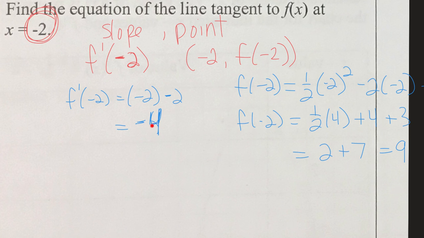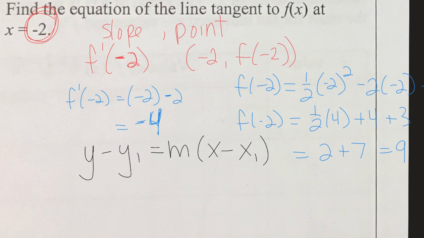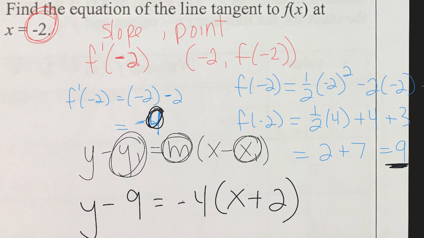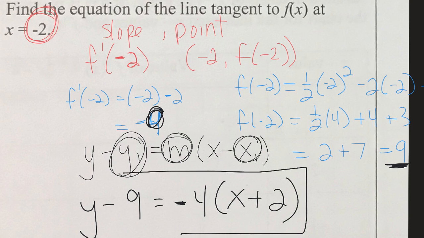We have a slope of negative 4, and we have a y value of 9. So to write the equation, we plug in our y value, our slope, and our x value into this equation. When you do that, we get y minus 9, because that's the y value at negative 2, equals negative 4, that's the slope, times x plus 2, because that's minus a negative 2. So this is a perfectly wonderful equation for our line tangent to the function at x equals negative 2.